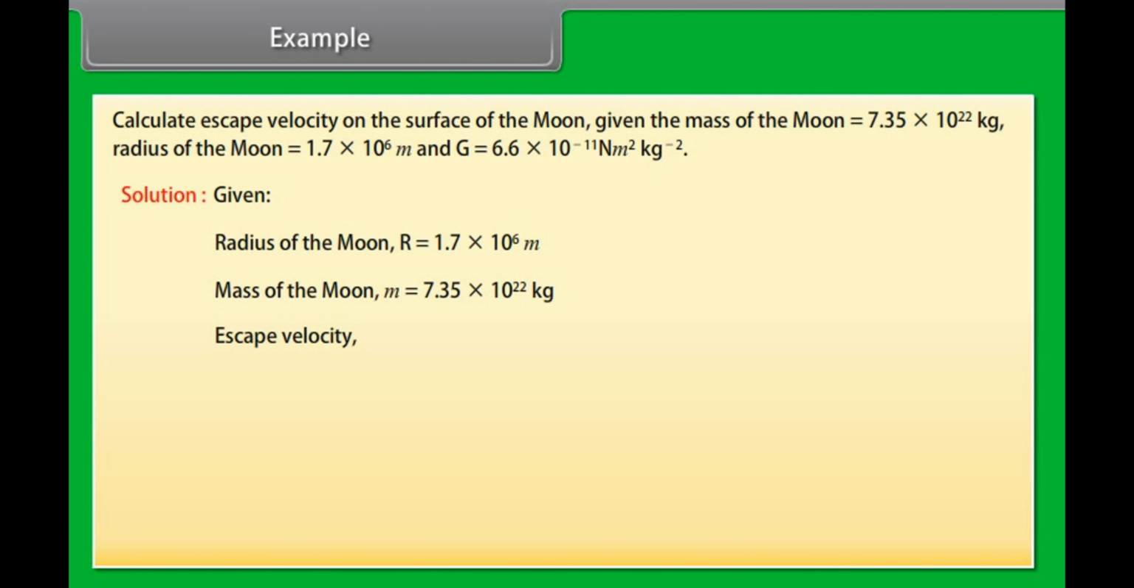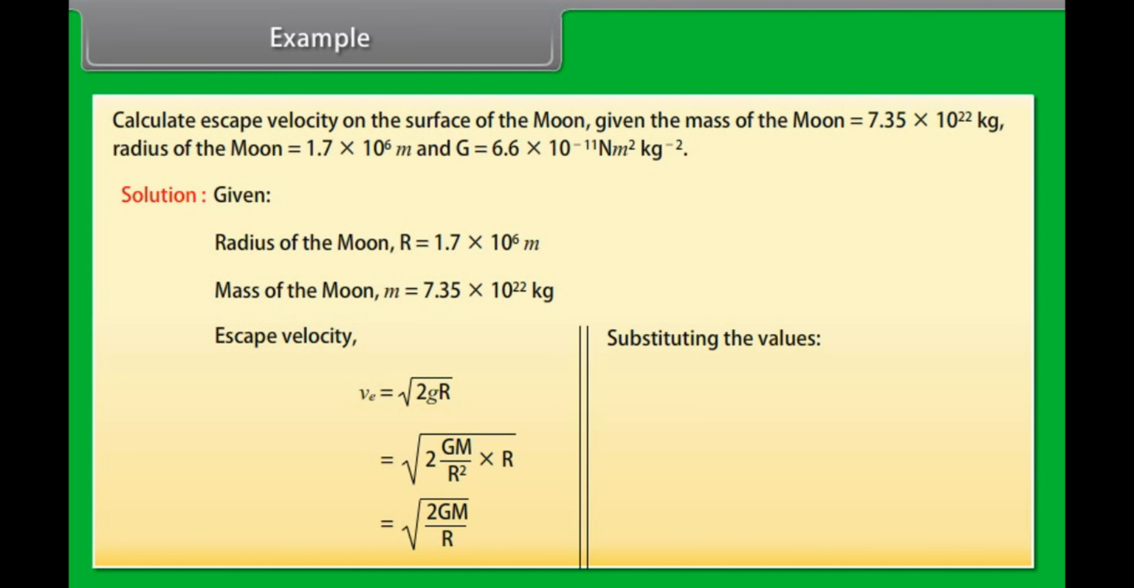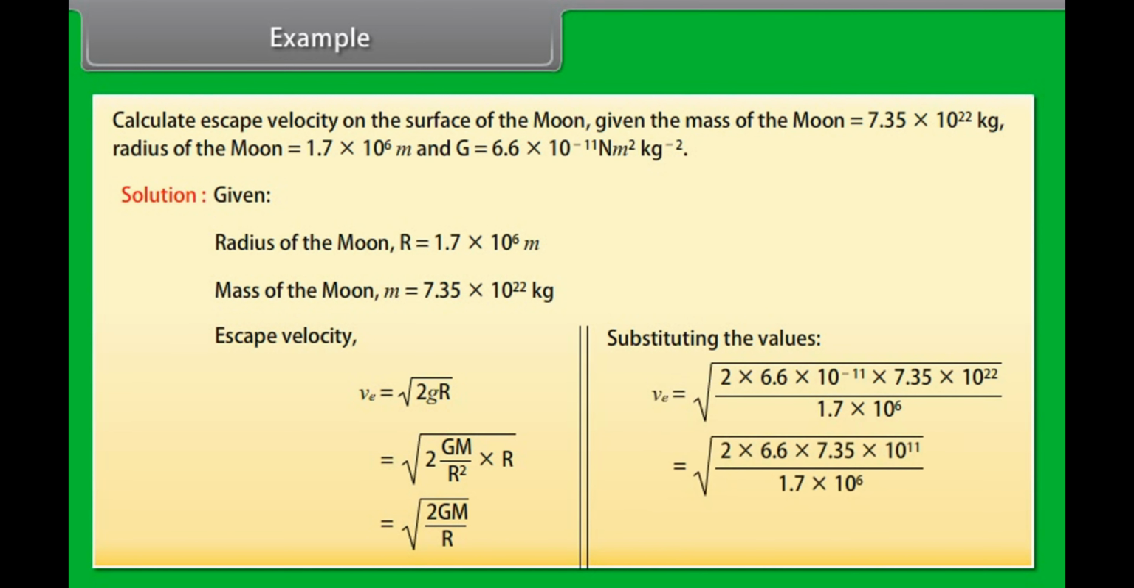Escape velocity is equal to under root 2gR. By putting the value of g, we get escape velocity is equal to under root 2GM upon R. By substituting the values, we get escape velocity is equal to 2.4 × 10^3 meter per second.